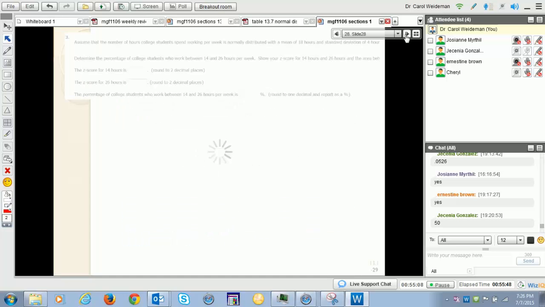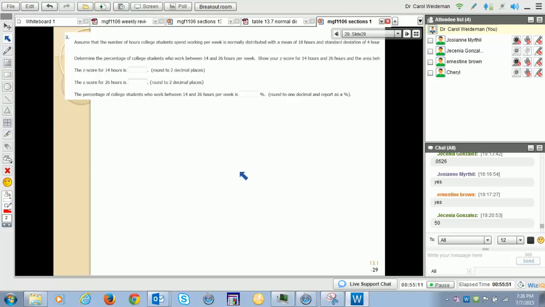I think I have one more. Oh, okay. Here's just a wrap-up problem. Assume the number of hours college students spend working per week is normally distributed with a mean of 18 hours and a standard deviation of 4 hours. Determine the percent of college students who work between 14 and 26 hours per week. Show your z-scores and the area between.